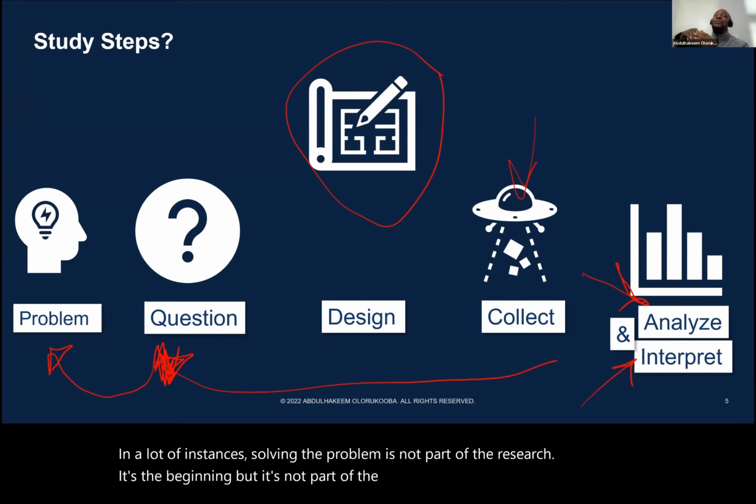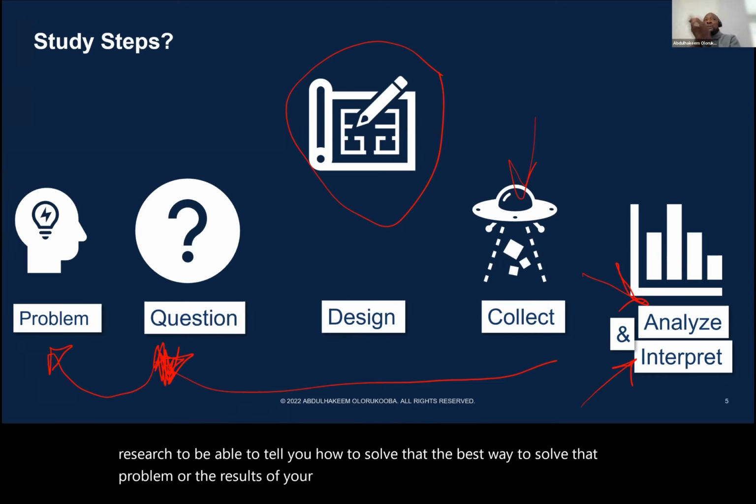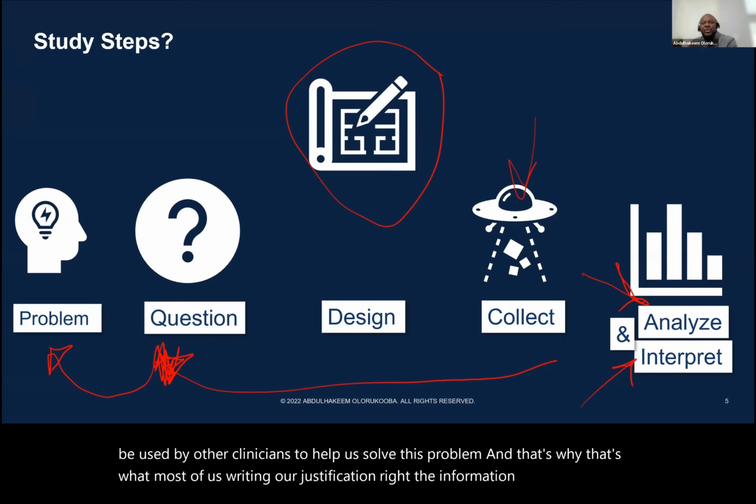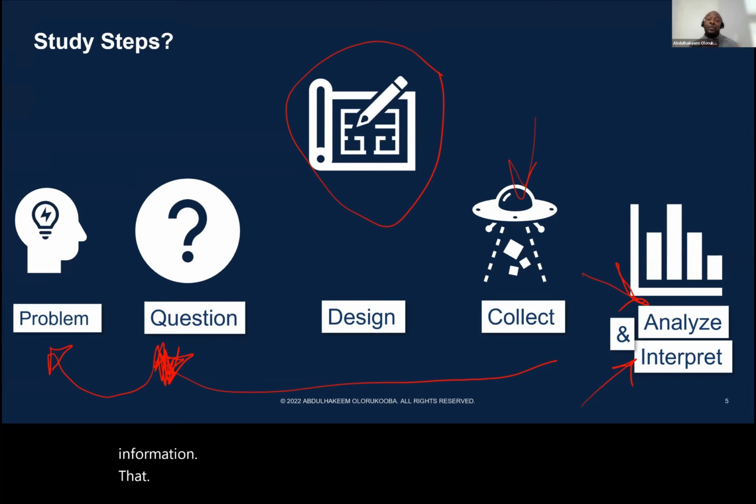You may need even another research to tell you the best way to solve that problem. Or the results of your research may be used by policymakers or by other clinicians to help us solve this problem. And that's what most of us write in our justification. The answers to your research question would serve as information that people will use to solve these problems: policymakers, clinicians, other medics, and the rest. So that's by the way.